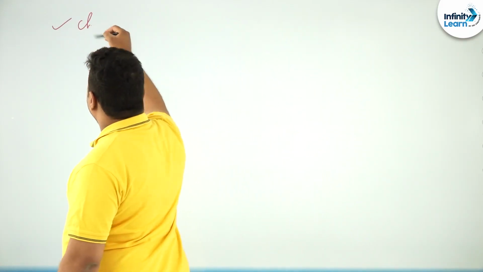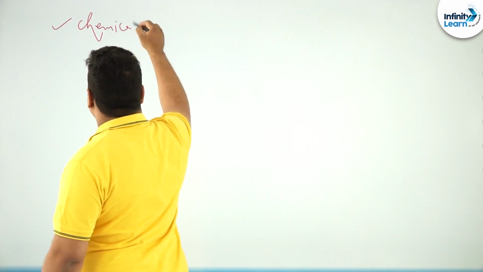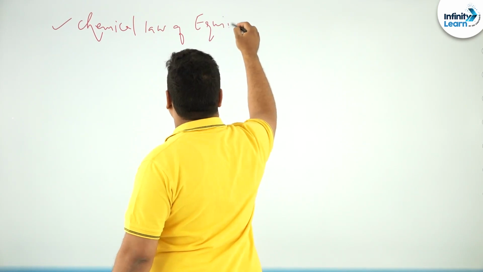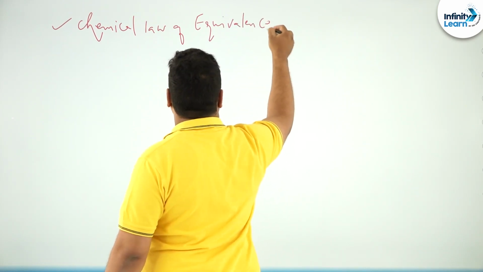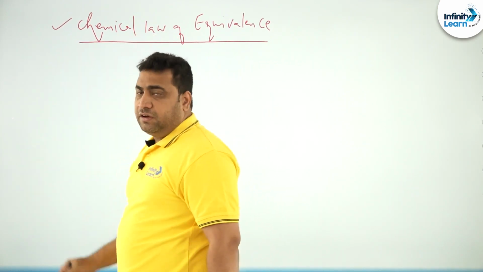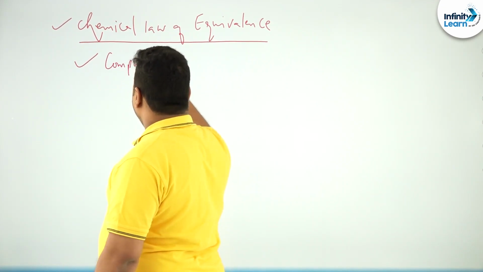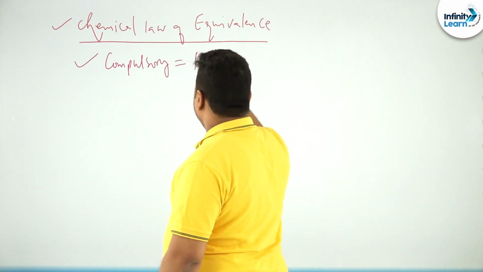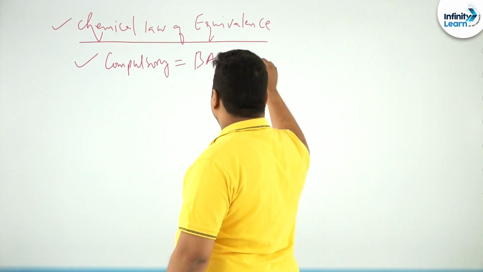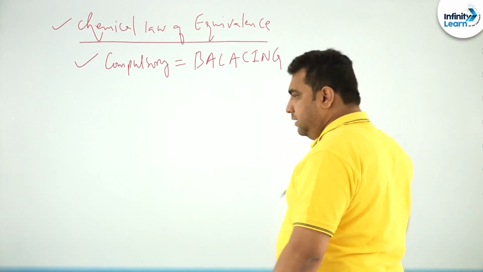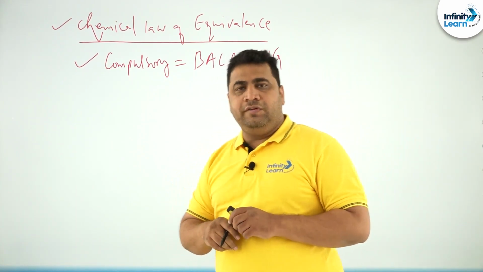So we apply the famous law, that is nothing but the chemical law of equivalence. If you apply it, you are going to get the answer easily. And for the chemical law of equivalence, what is compulsory? Please tell me. Compulsory is what? Balancing. Right? So chemical law of equivalence, how do we solve?